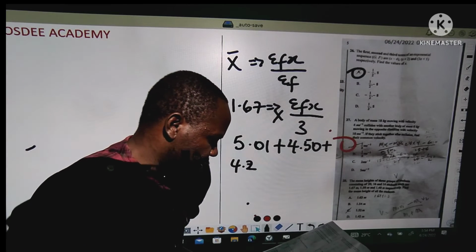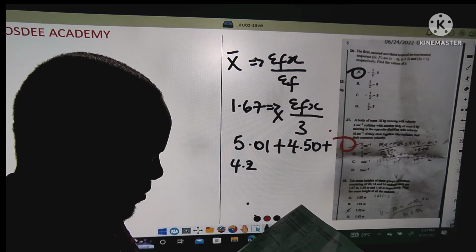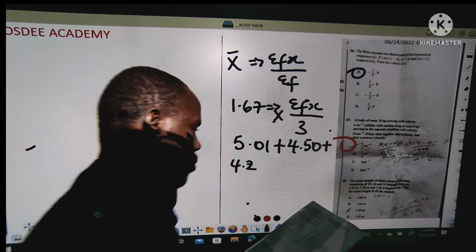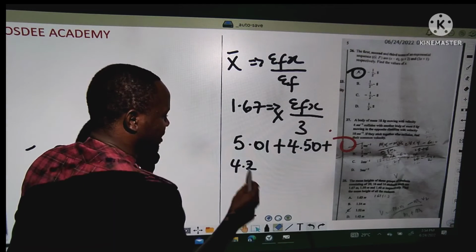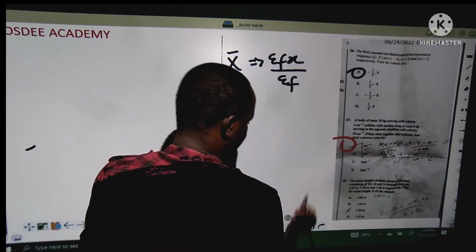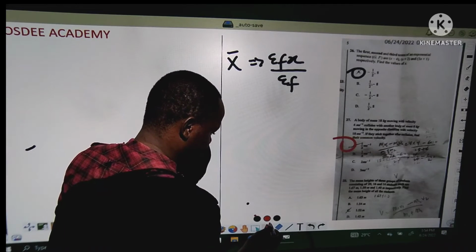Let me read through the question. I think I'm not interpreting it well. The mean height of 3 groups of students consisting of 20, 16, and 14. Sorry about that. So it's still the same formula. English sometimes can make you actually solve rubbish, though I don't solve rubbish, I interpret accordingly.